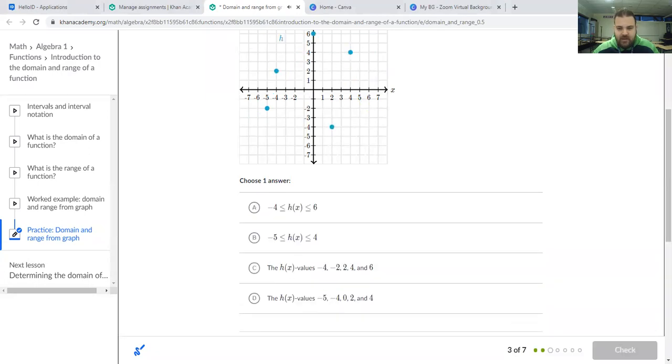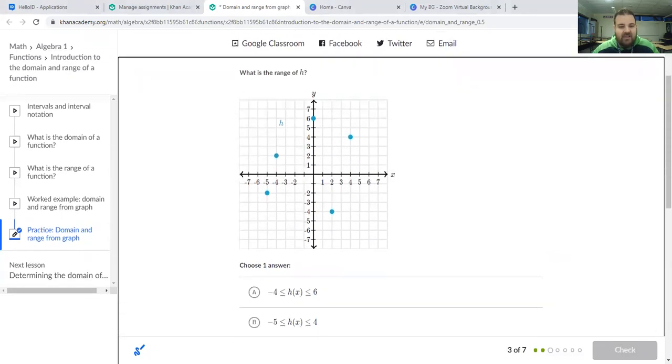Let's see what the next one provides us. What is the range? Range, y-axis, range. So what are the y values? This is discrete. So it's just going to be a finite set of points, just individual points.